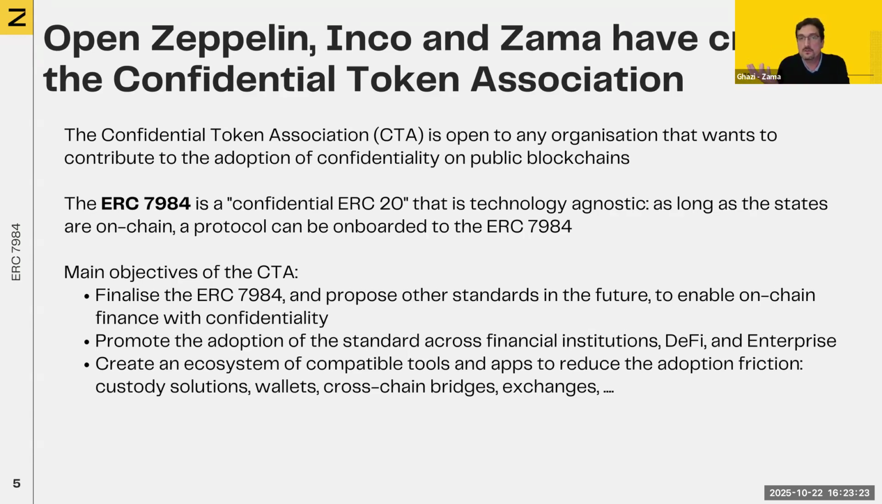And we're talking, so the association is open. So we're talking to 3 other technology providers. We don't call them competitors because honestly, the confidentiality space is so nascent that it's more important to build together an ecosystem rather than to fragment the ecosystem and just make it impossible to use. So the ERC 7984, we're still in the draft phase.